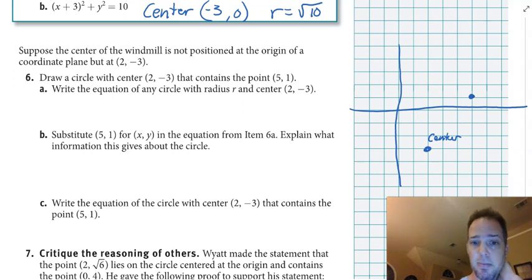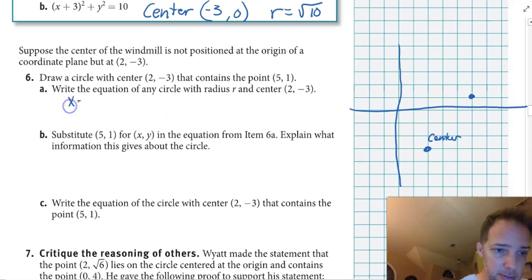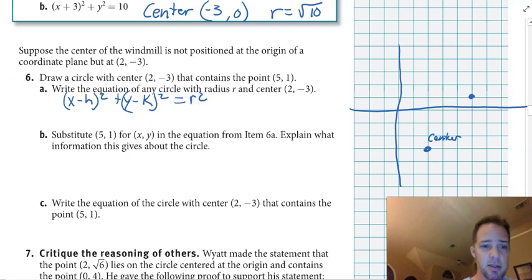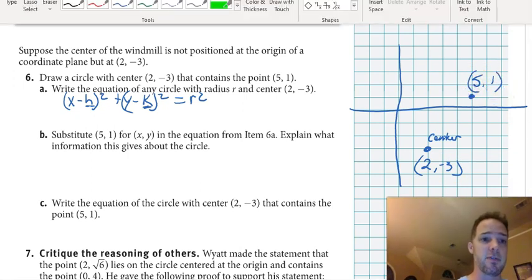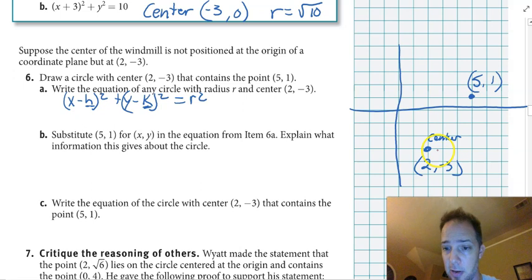So writing the first part of this equation should be pretty easy. I know x minus h squared plus y minus k squared equals r squared. The center of the circle we already know is at 2, negative 3, so I could plug that in right now. However, to get the radius, you need to know the distance from the center of the circle to any point on the circle. So if I know a point like 2, negative 3, and 5, 1, I can do the distance formula to help me figure out how far the radius is.